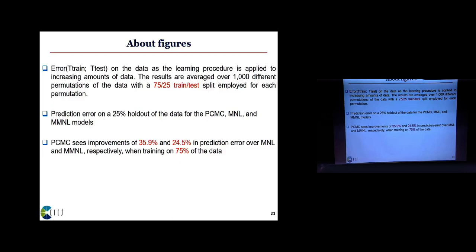So we can see the error on the data as the learning procedure is applied to an increasing amount of data. The results are averaged over 1,000 different permutations of the data with 75-25 train and test split. Prediction error on the 25% held-out data for the PCMC, MNL, and mixed MNL models is shown. And the PCMC model sees an improvement of 35.9% and 24.5% in prediction error over MNL and mixed MNL respectively when training on 75% of the data.